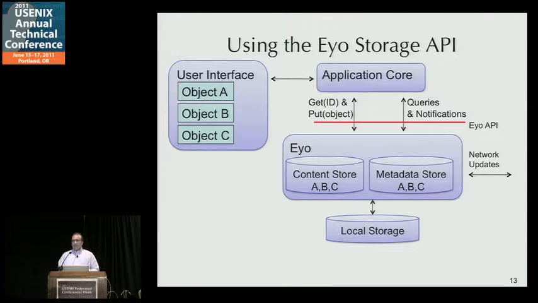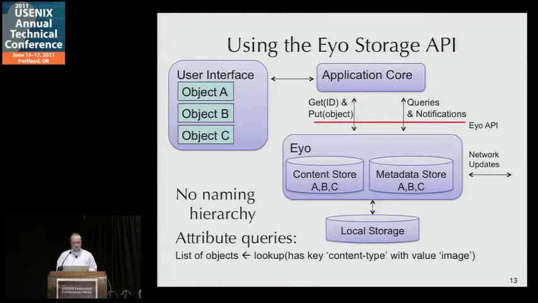And separately, there are queries that the applications use over the metadata, and finally notifications that arise in response to operations from other applications on the same device and from other devices across the network. There's no naming hierarchy here. It's a flat collection of objects as far as the applications are concerned.